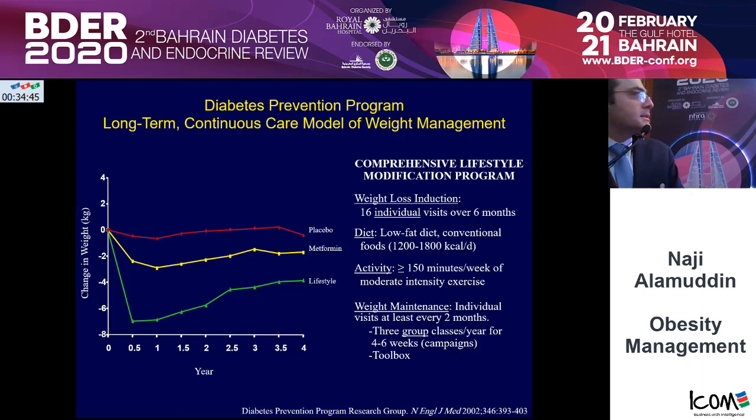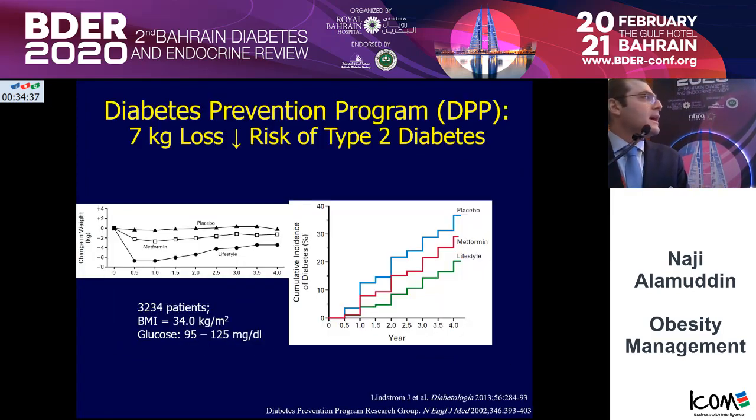What you clearly see is that the lifestyle group lost more weight than the metformin or the placebo group. But what's more important is how this translated to diabetes prevention. A weight loss of around 5 kilograms, somewhere between 5 to 10% weight loss. In the metformin group, there was a 31% reduction in risk of developing diabetes. What's more important is in the lifestyle group. This is very important in your discussions with your patients in how you frame the discussion. Because the way I approach it, say I see a patient who weighs 100 kilograms.